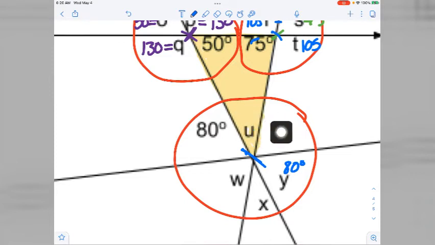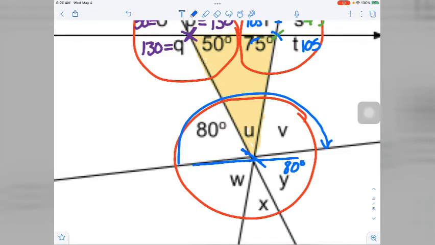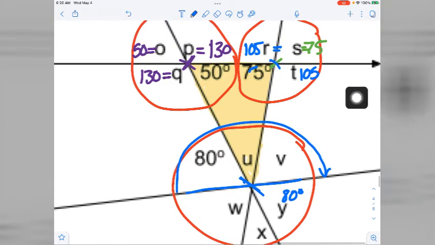There's no way for me to really divide U and V up and figure out how these split up the remaining. I know that both of those are 80, and because this is a straight line, 80 plus U plus V should total 180 degrees. So I know U and V have to make 100 degrees. But I can't tell how I would split that up here.